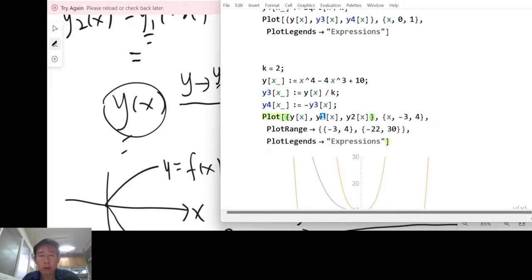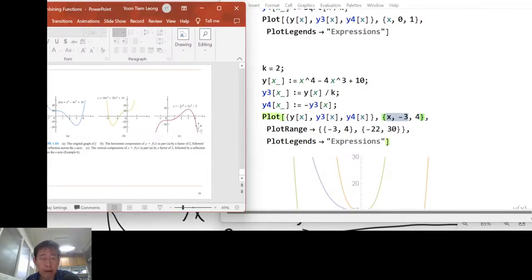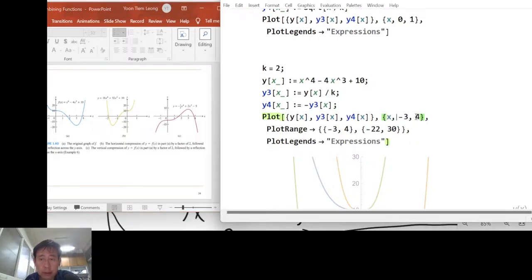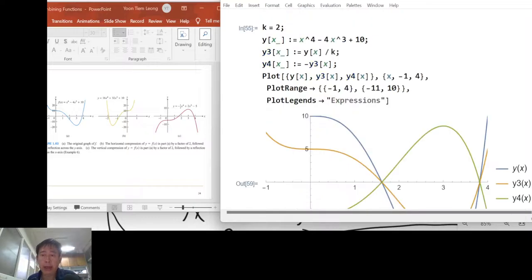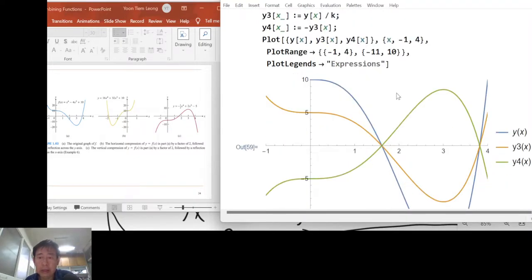So here I'm going to plot y3 and y4, and I have to adjust my range so that I can compare it with the function here. So the function should be running from minus 1 to 4. Okay, so I'm going to run it from minus 1 to 4, and the range to be plotted is from minus 1 to 4, and the vertical axis should display from, I think, minus 11 up to positive 10. So I expect this graph to be similar to this one.